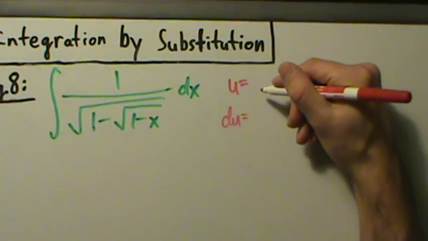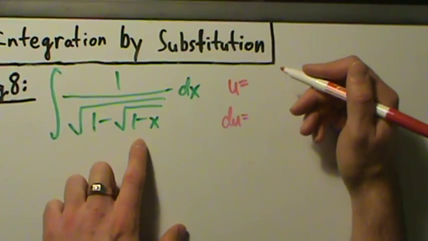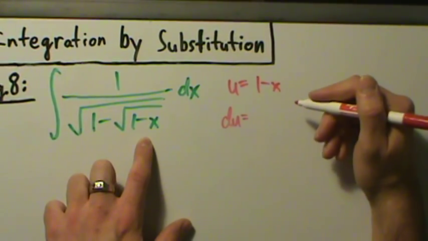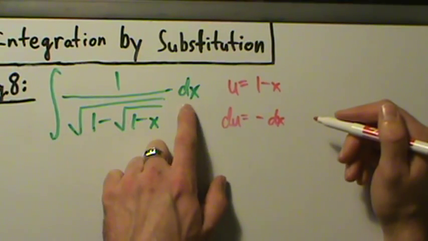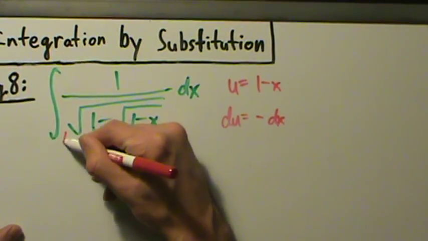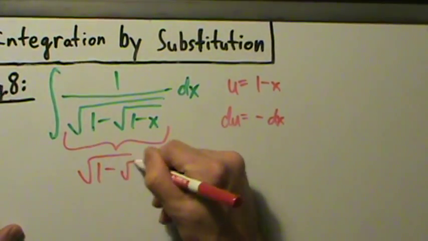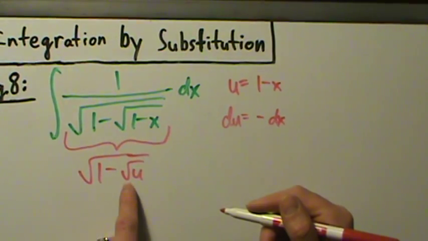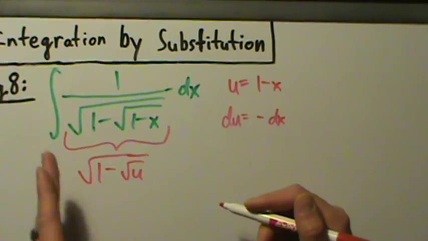Before we pick the right one, let's say, well, if that didn't work, let's try this other inside guy, 1 minus x. If we let u be 1 minus x, du is negative dx. So that means this dx is easy to take care of, but then on the bottom, this is going to become the square root of 1 minus the square root of u, right? Because 1 minus x is u, so that's sitting inside of a square root, and then we have 1 minus that inside of another square root.